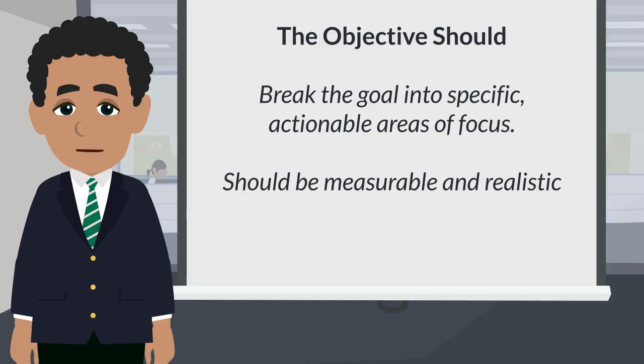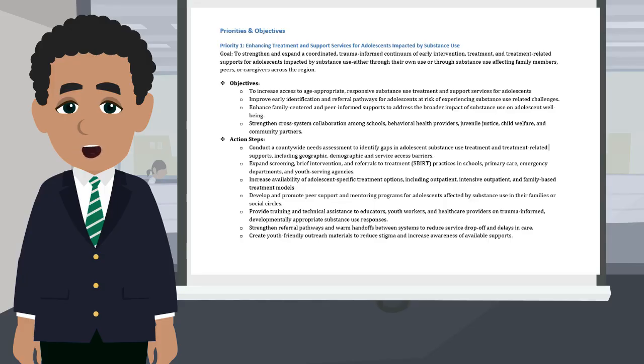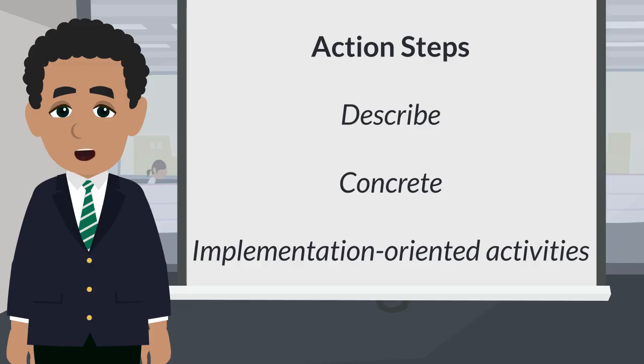Objectives break the goal into specific, actionable areas of focus. Objectives should be measurable and realistic within the planning period. Examples of objectives include increase access to age-appropriate, developmentally responsive substance use treatment and support services for adolescents, enhance family-centered and peer support systems that promote sustained recovery and resilience, improve early identification and referral pathways for adolescents at risk of substance use. Action steps describe what will be done to achieve each objective.